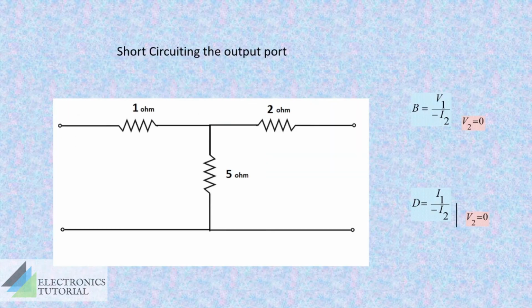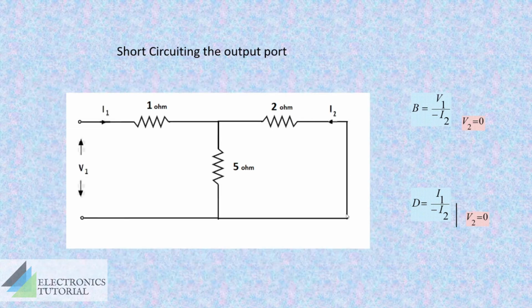Let's move on to the second case. Short circuiting the output port. Here, these two terminals are shorted and the remaining circuit will be like this. As in a normal network, we can denote the terms I1, V1 and I2. Here, the voltage V2 will be 0. And the two parameter values that we obtain from this condition are B and D.